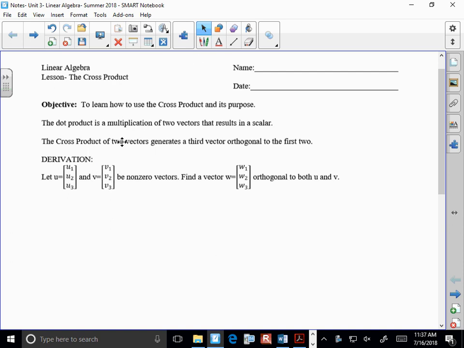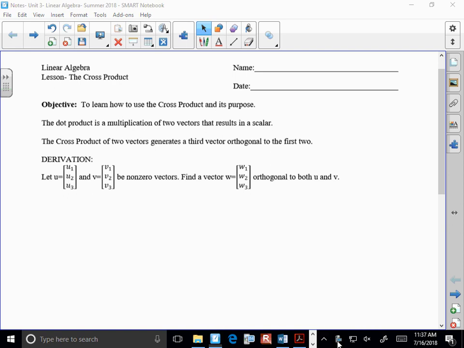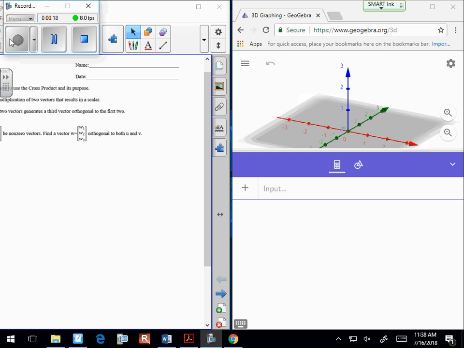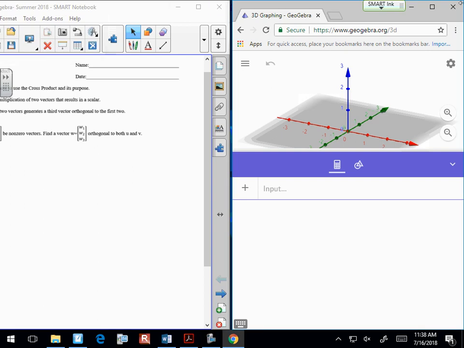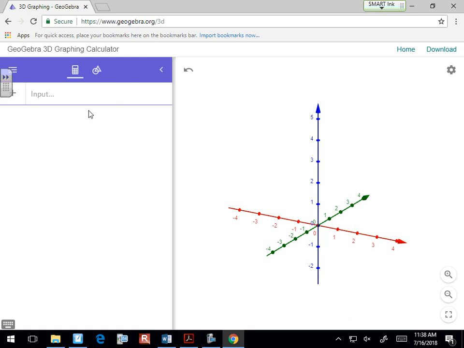The cross product of two vectors generates a third vector orthogonal to the first two. All right, so immediately I'm going to pause this. All right, so I got my GeoGebra open. Let me get rid of this plane. Now, let's see if I remember this.